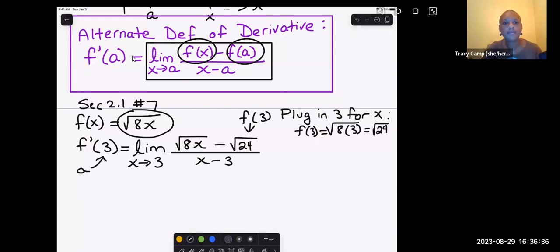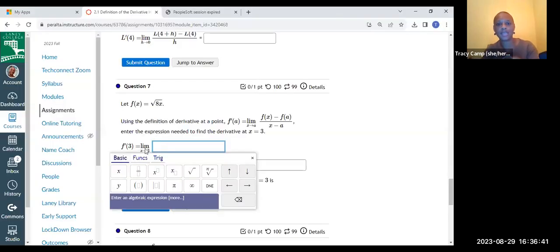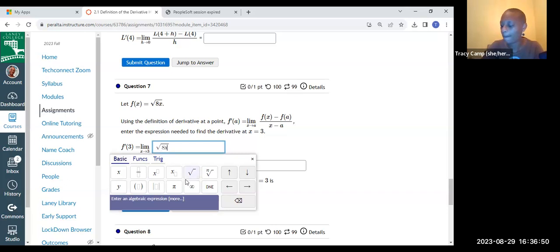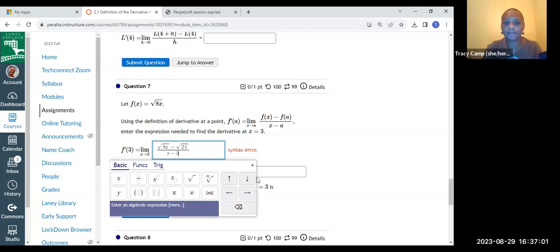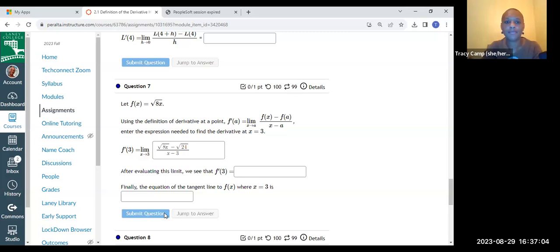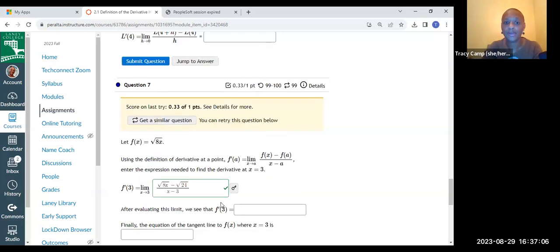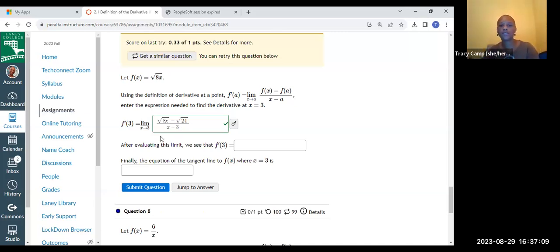I believe that is what you're supposed to put. It's asking you to write out the expression you get. So I'm going to enter what I just wrote. They have the limit part, and I'm just entering the rest. Make sure you highlight the entire expression to put it all over x minus 3. So far so good. They just want you to use the definition and plug everything in. Then it says, after evaluating this limit, we see that f prime of 3 equals what?